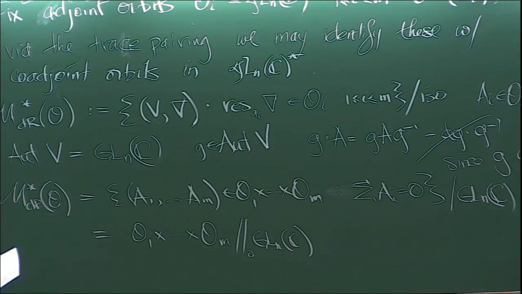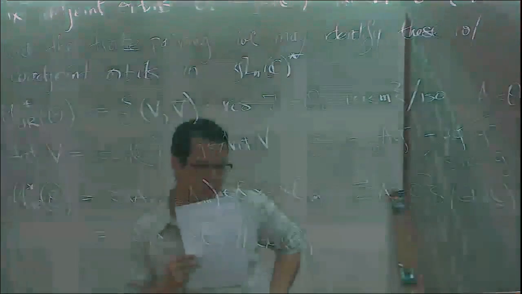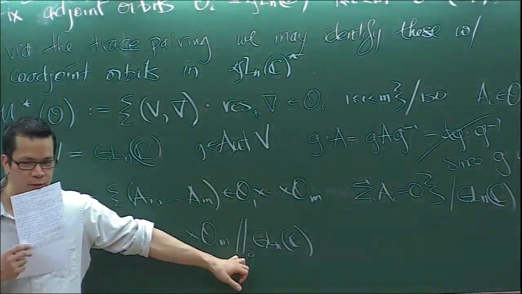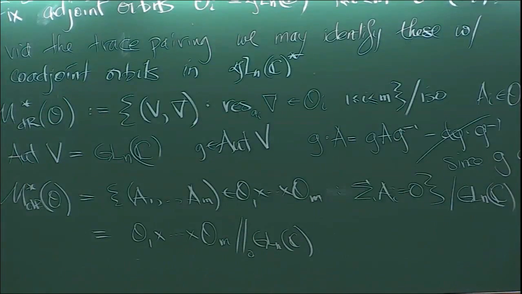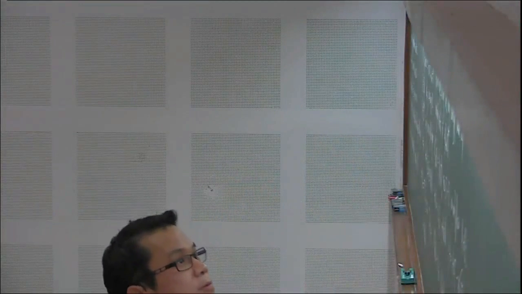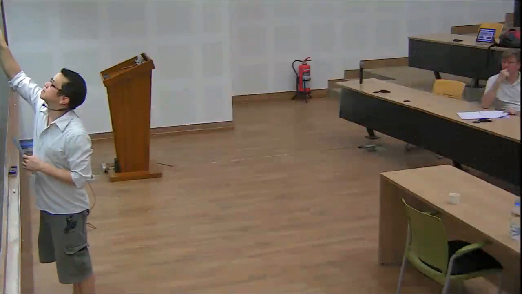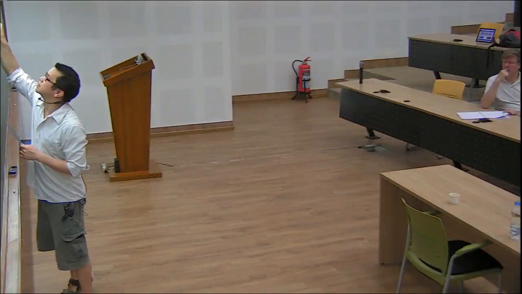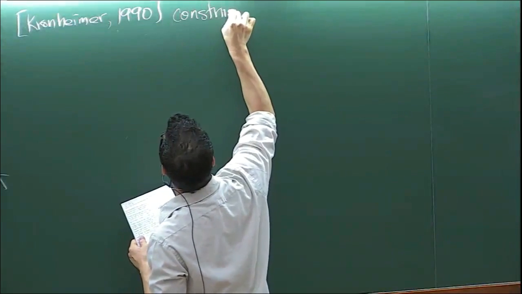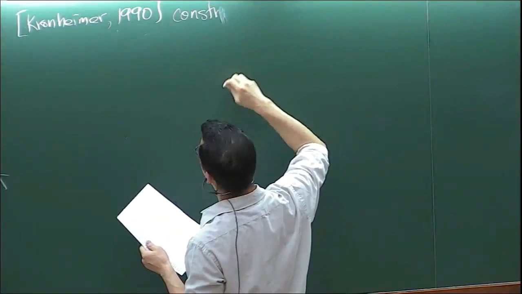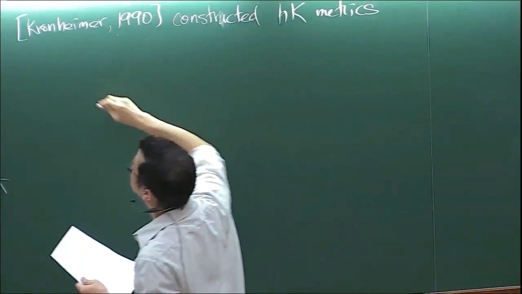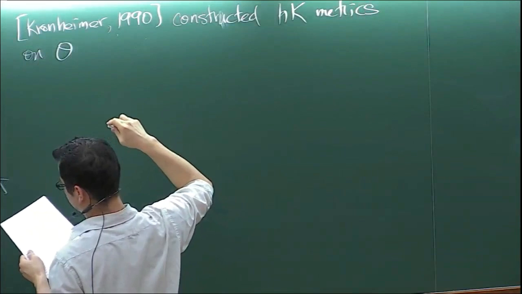In case you're concerned about this, each of these is an affine variety. So the pre-image of the moment map is also affine, and this will be an affine GIT quotient. Okay, so in an unpublished paper, Kronheimer constructed hyper-Kaehler metrics on co-adjoint orbits O.